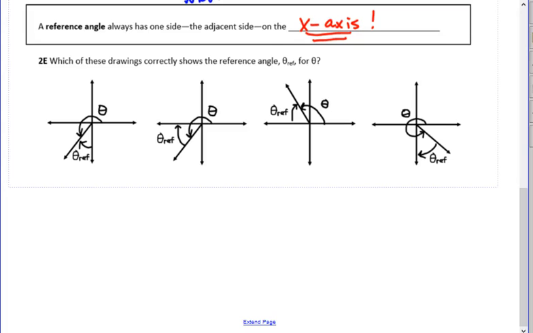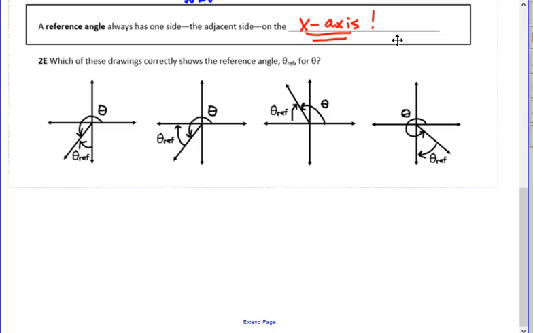In this video, we want to look at correctly identifying reference angles, or correctly drawing reference angles. So remember that a reference angle always has one side, the adjacent side, on the x-axis. So sometimes it's helpful to actually think about putting the triangle in here.